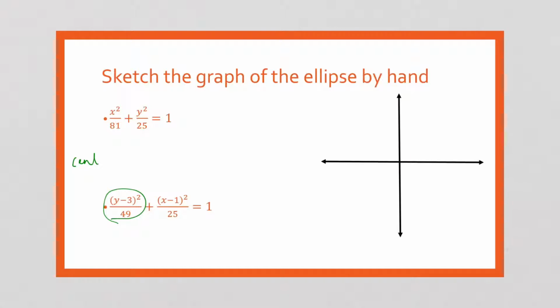So our center, in this case, is 1, 3. Remember, this is K, this is H, and that's the opposite. So I need to find my A, B, and C. A is square root of 49, which is plus or minus 7. B is the square root of 25, which is plus or minus 5. For C, I need to use my Pythagorean relation. So 49 equals 25 plus C squared. C squared is 24. So C is plus or minus the square root of 24, which is approximately 4.89.